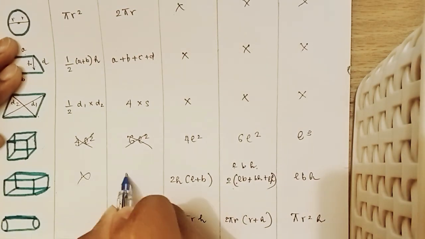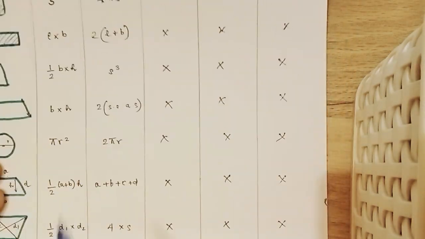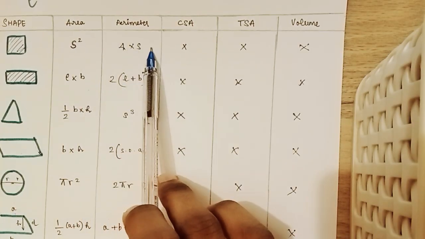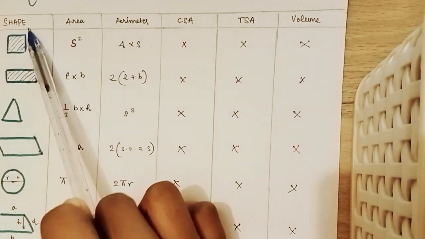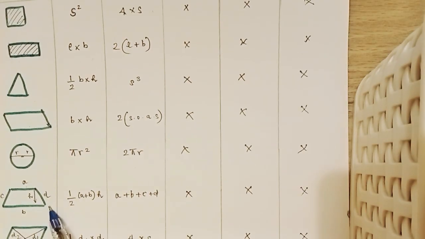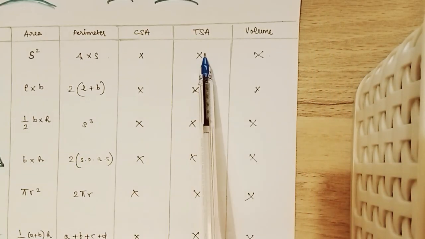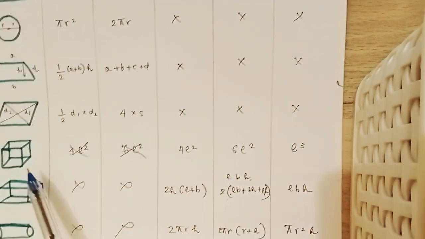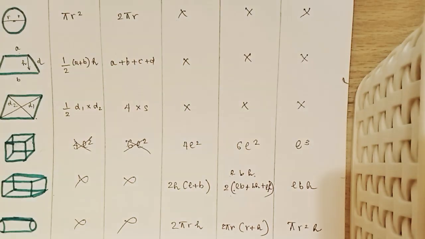This is how you find the area and perimeter of the shapes square, rectangle, triangle, parallelogram, circle, trapezium and rhombus. Whereas the CSA, TSA and volume are for cube, cuboid and cylinder.